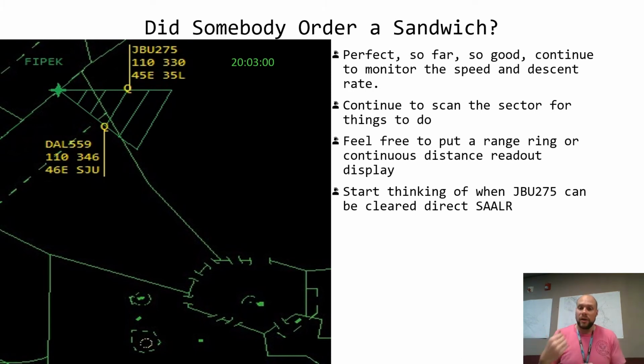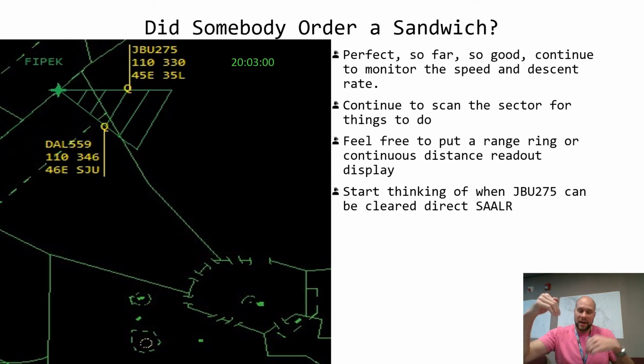Start thinking of when JetBlue 275 can be cleared direct sailor, right? Now just remember, right now we are realizing lateral separation, right? We don't have the in-trail yet, right? Now, as the aircraft converge on sailor, that is where one falls behind the other. And if all goes well, it will be JetBlue 275 following Delta 559, falling in line. So we are turning this lateral separation into a quasi-lateral separation instance.